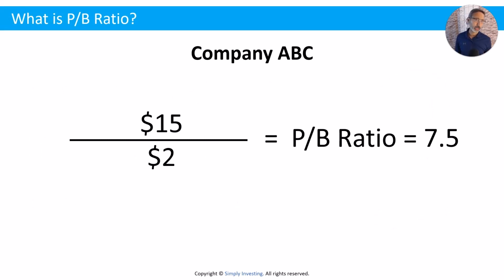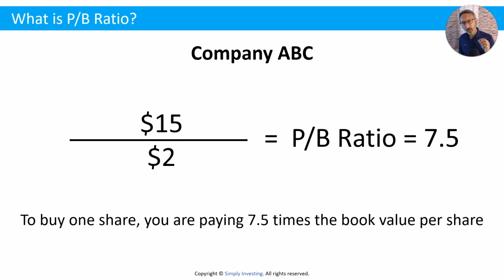Okay, so this is what we just calculated a minute ago, 7.5. So what this means is that to buy one share in this company, you are basically paying 7.5 times the book value per share, right? I'm going to repeat that again because this is important. The PB ratio in this example is 7.5. You can see it up on the screen. 7.5 times the book value per share, which is $2, gives us the share price. So anytime you're looking at the PB ratio, that's what it's telling you, that you are paying, in this case, 7.5 times the book value per share for a single share.